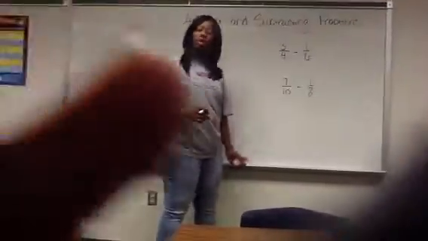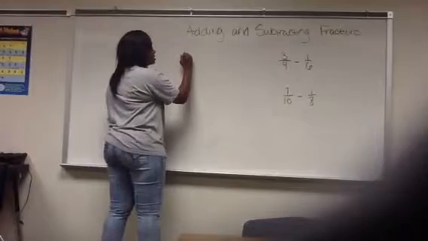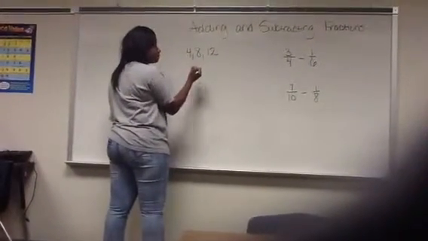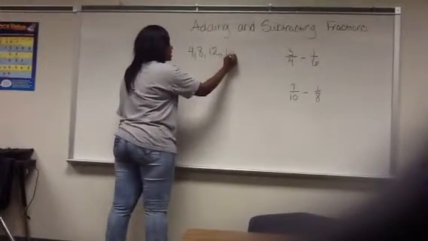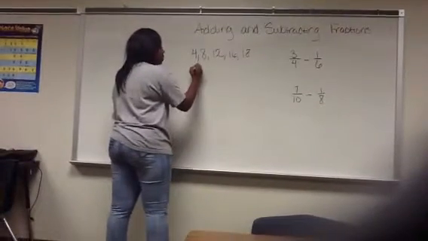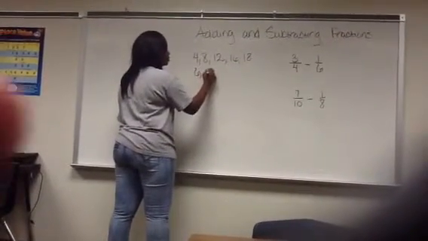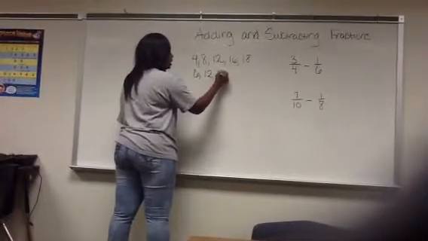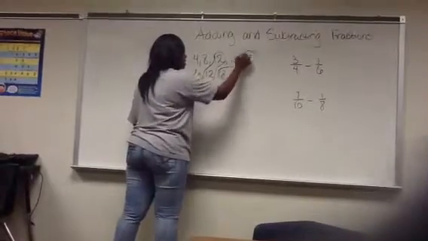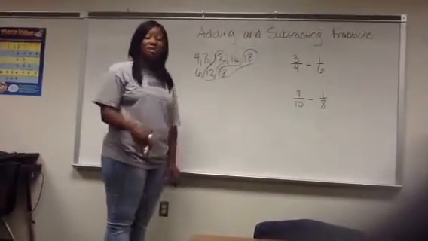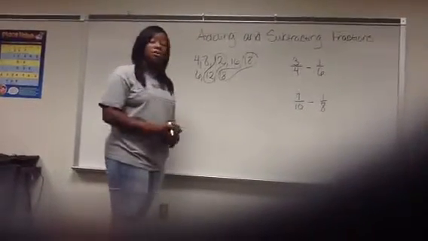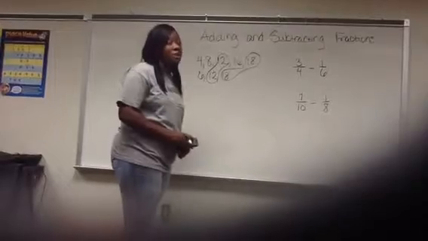4 and 6 are small numbers, so I'm just going to make a list. 4, 8, 12, do one more, 16, oh, one more, 18. Here's my list of 6. 6, 12, 18. So they've got 12 in common, 18 in common, and if I were to keep going, they'd probably have some more numbers in common. But remember, we only want the smallest. And so my LCM, or least common multiple, is going to be 12.